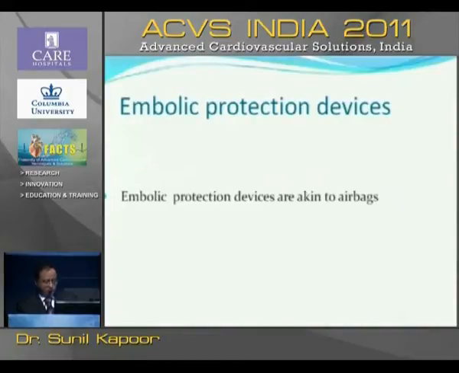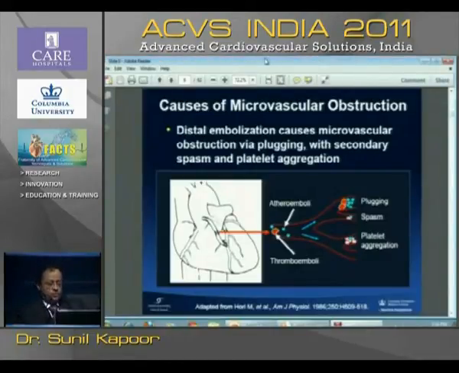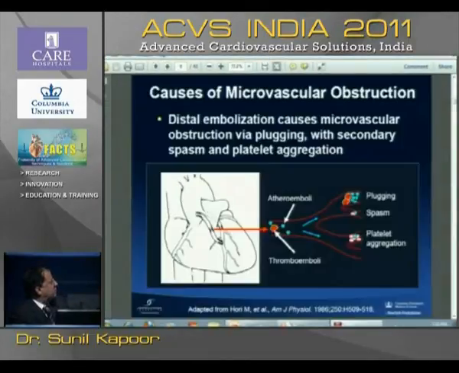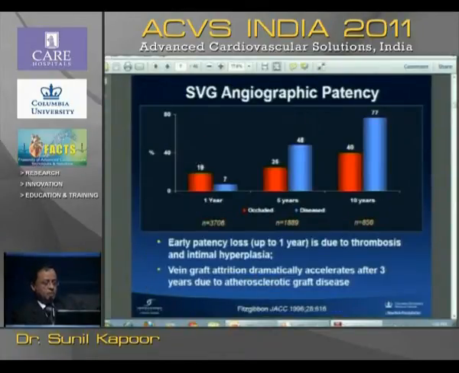What are the causes of no reflow phenomenon and why does it occur? One is atheroemboli, which are very common in a chronic SVG graft, because graft atherosclerosis is a phenomenon and it also features thrombus. So there's not only atheroemboli, there's also thromboemboli. Once you dislodge these, they plug the distal circulation, they cause spasm, they cause platelet aggregation. And we know that the mortality jumps up by about 5% if there is a no reflow phenomenon.